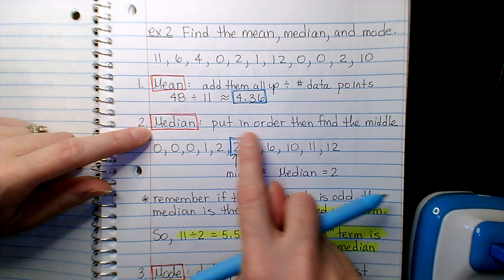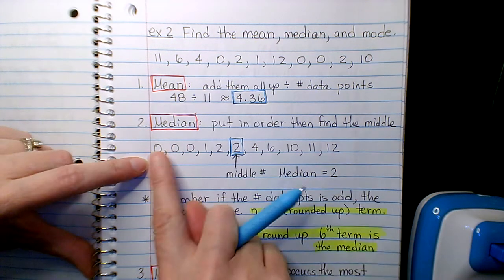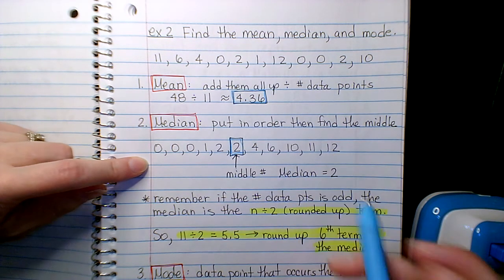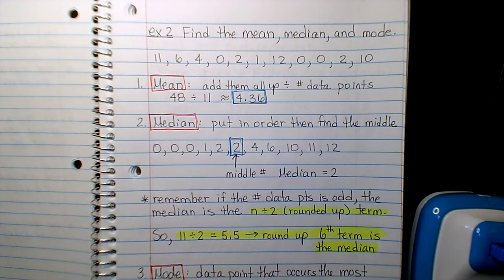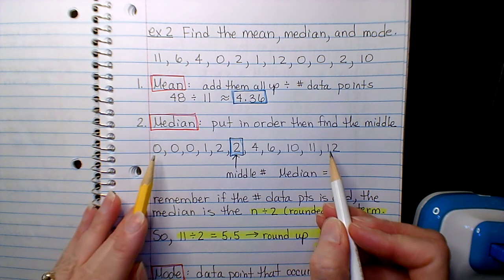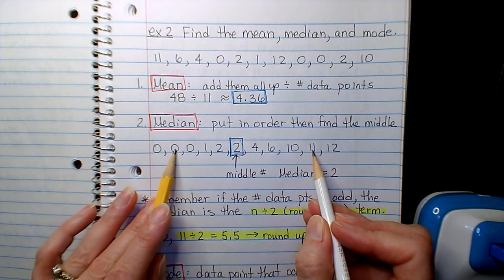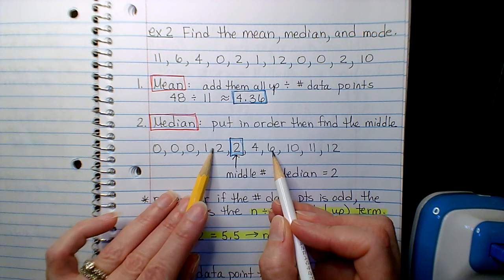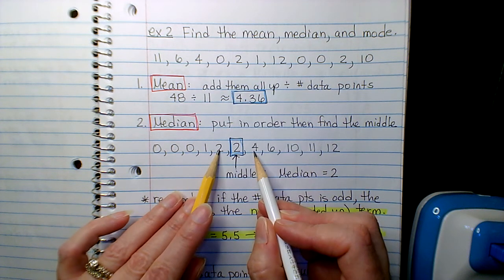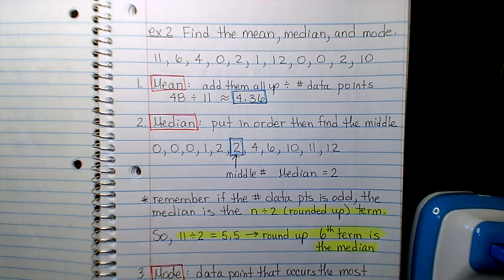The median. First thing, put them in order, then find the middle. So I put them in increasing order. Now the middle, so watch. Let's start on the ends here. So we have this. Let's move in one. Let's move in another one. Move in another one. Move in another one. Boom, we met right here in the middle. There's the middle. So 2 is right there in the middle.